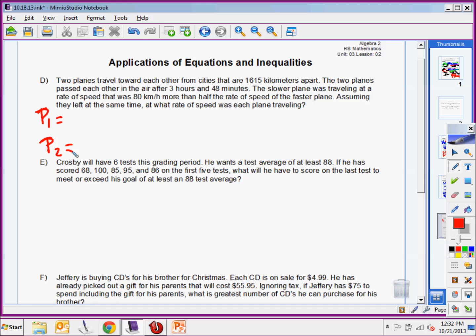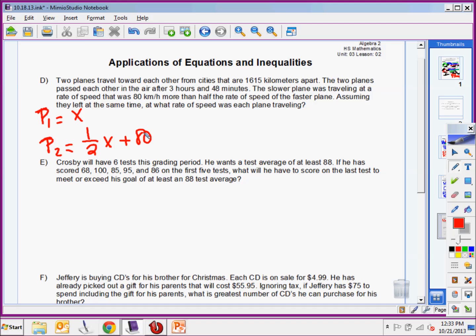Yes. Okay? So it's 1/2 X plus 80. The slower plane was traveling at a rate of speed that was 80 kilometers more than half the rate. So 1/2 X plus 80. I read it wrong. Let's just go with it. I was rushing. I feel pressure.